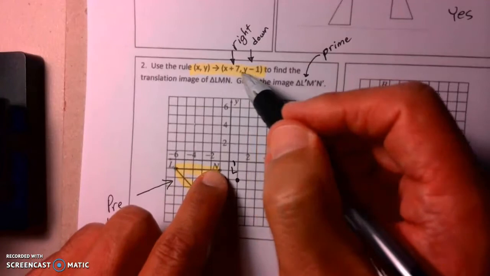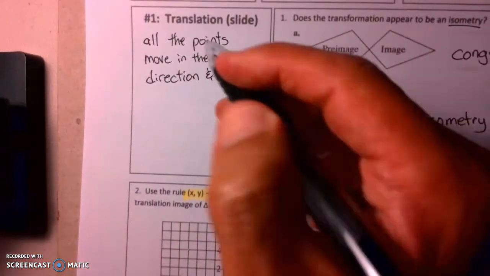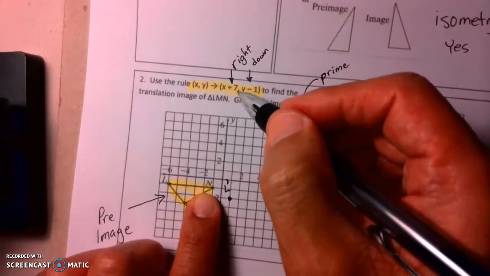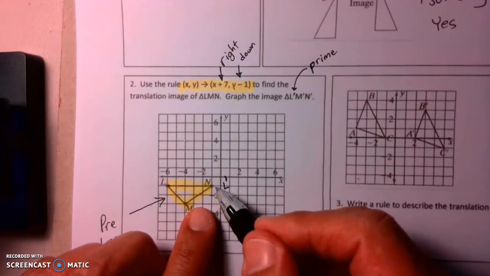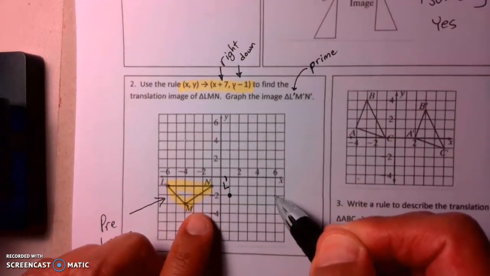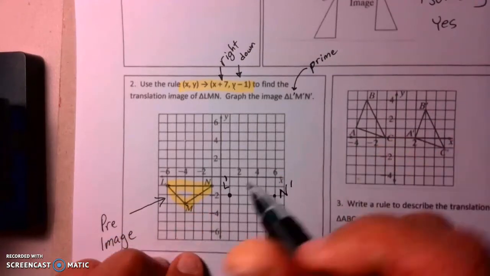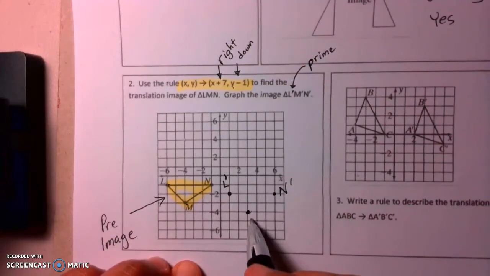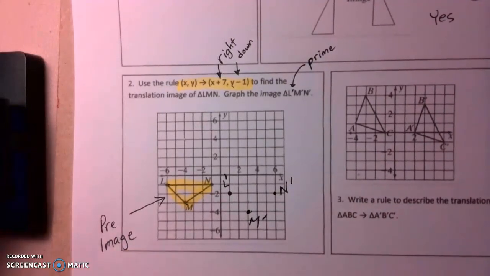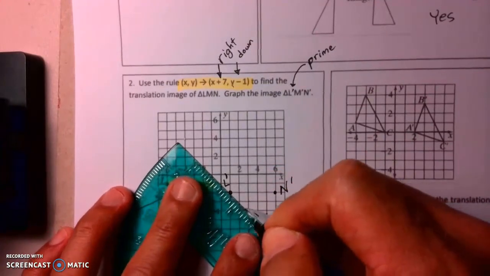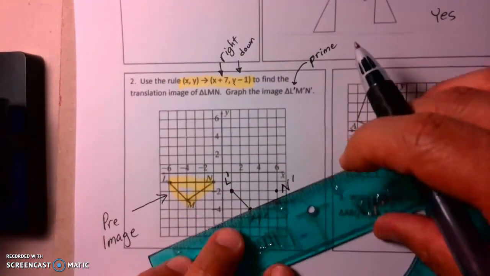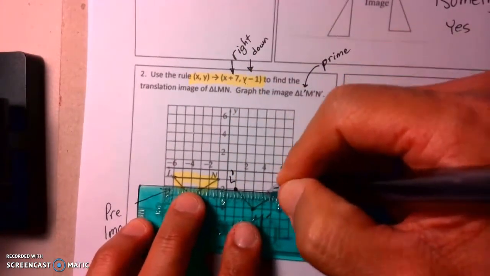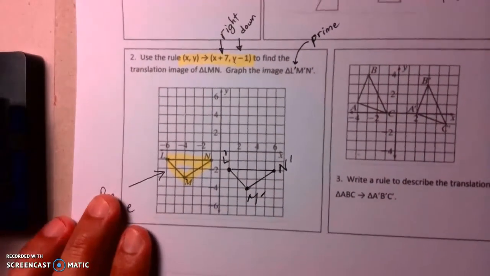Do the same for all 3 points, because in a translation they all move in the same direction and the same distance. So we're all moving to the right 7 spaces and down 1. Move it 7 to the right and 1 down, so this should be where point N is. And then from M you count 7 to the right and 1 down, and here is the new M prime. With the ruler, just connect the dots. This completes what we would call a translation. They also say a translation is called a slide, because it looks like literally the figure just slides over. Okay?